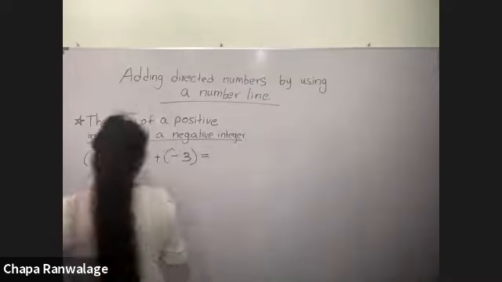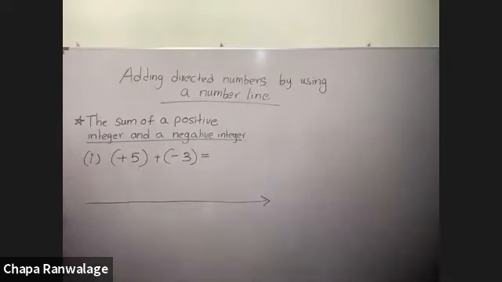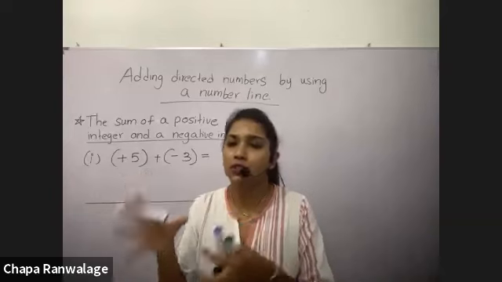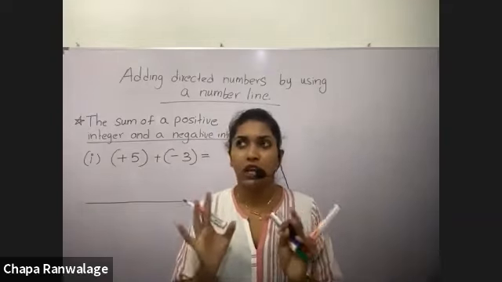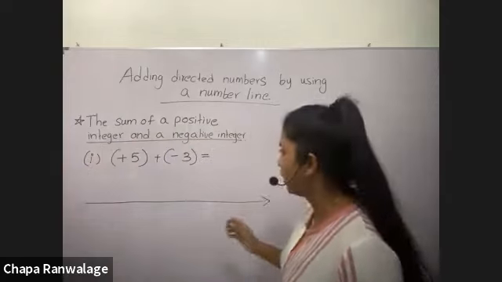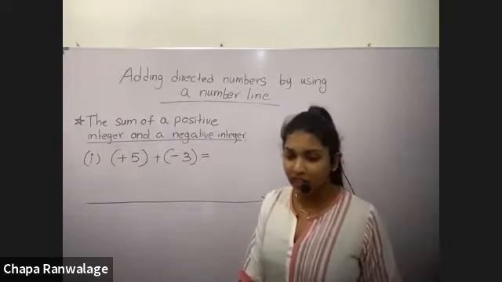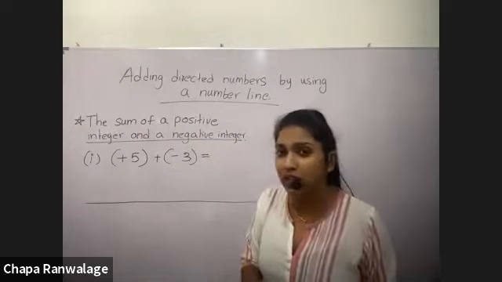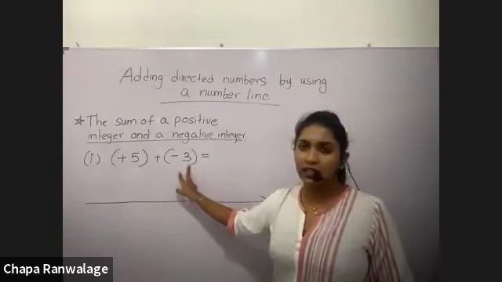Now, I'm using a number line. We have both positive and negative integers, can you see? So what should I do? Before marking the points on the number line, you have to tick a little bit. We should write both positive numbers and negative numbers, because we have to move in both directions. So it is better to write both positive and negative integers.